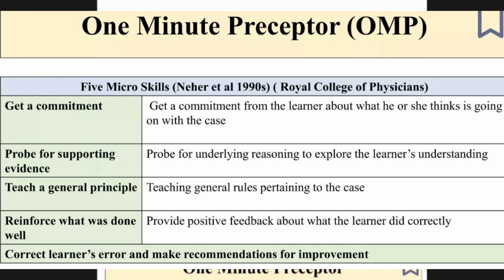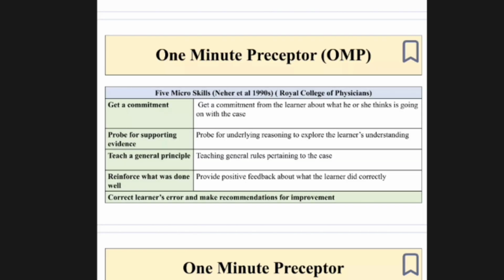First, get a commitment from the learner about what he or she thinks is going on with the case. Then probe for underlying reasoning to explore the learner's understanding. Then teach general rules pertaining to the case, and after that provide positive feedback about what the learner did correctly, and in the end correct the learner's error and make recommendations for improvement in 1 minute preceptor.